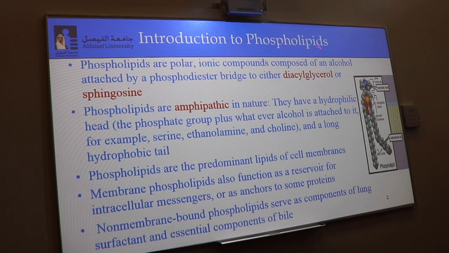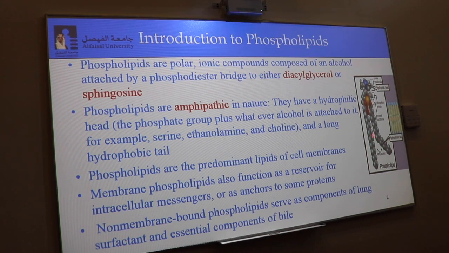Now, what are phospholipids? From the term, you can tell that these are lipids containing phosphate. So we have two types of phospholipid. We have the type that contains glycerol, or the type that contains sphingosine. So two types of phospholipid: the one that contains glycerol and the one that contains sphingosine. But they are polar, okay?